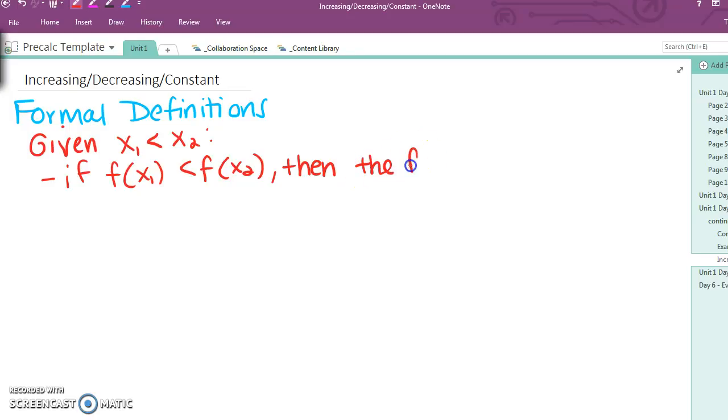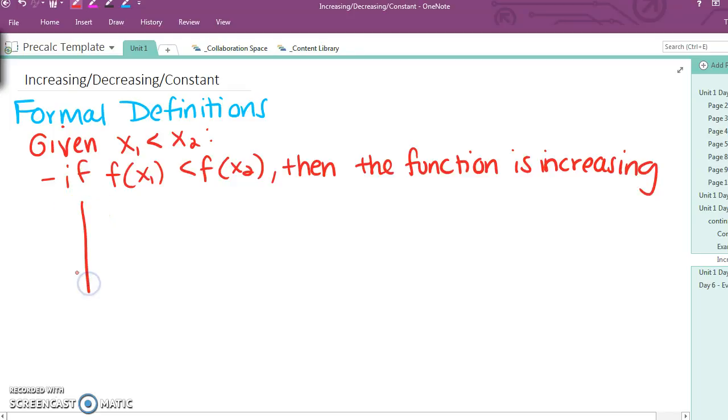So I'm going to draw a picture here in a second. So the function is increasing. In other words, as I look from left to right, if as x is increasing, y is also getting larger, it's increasing. Kind of intuitive. So if I have some x1, which is smaller than x2, and I also have f of x sub 1, which is our y value, less than f of x sub 2, our function is increasing.